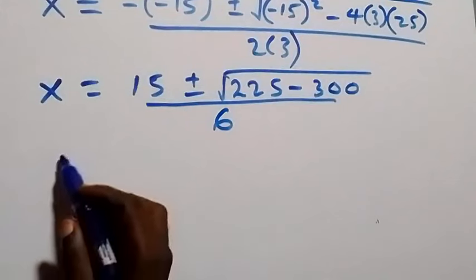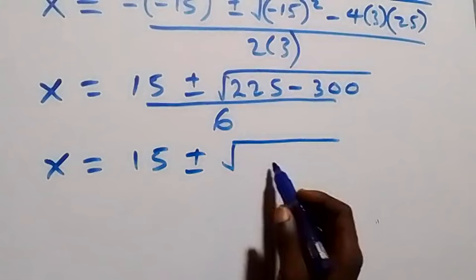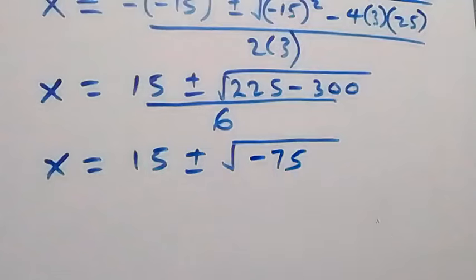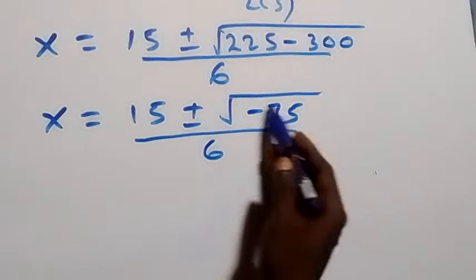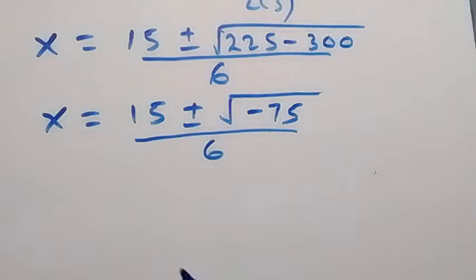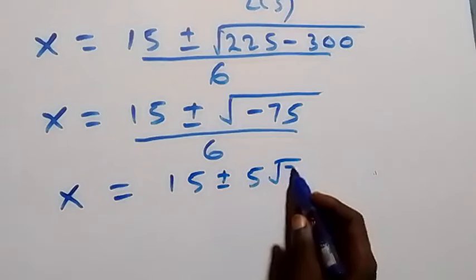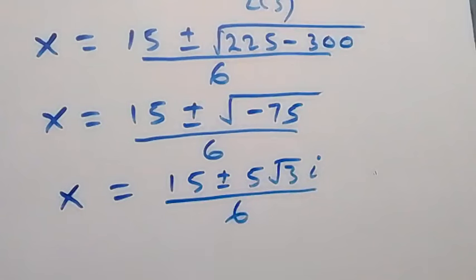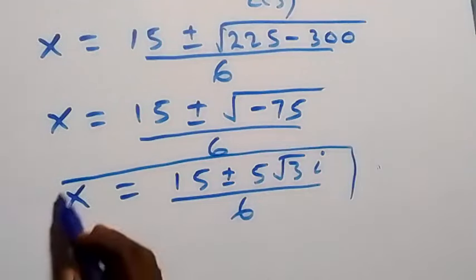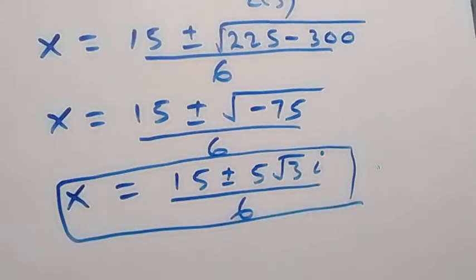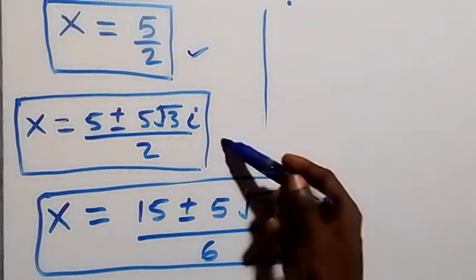What we have now is x equals 15 plus or minus the square root of 225 minus 300. We have minus 75 here, over 6. This root of minus 75 gives us 5 root 3 i. So we have x equals 15 plus or minus 5 root 3 i, over 6, which also implies that we have two complex solutions from here. Then we have one real solution, which is 5 over 2, and four complex solutions, two here and two others here.